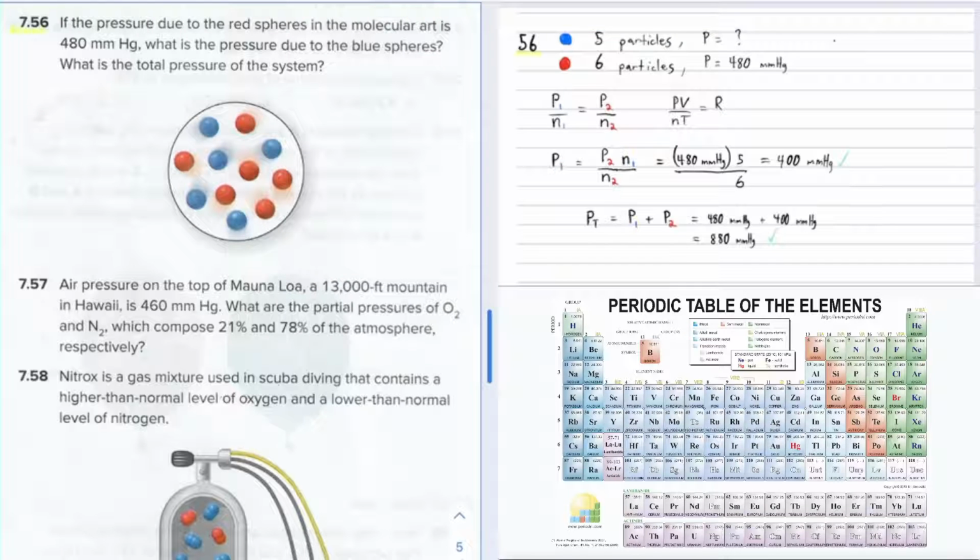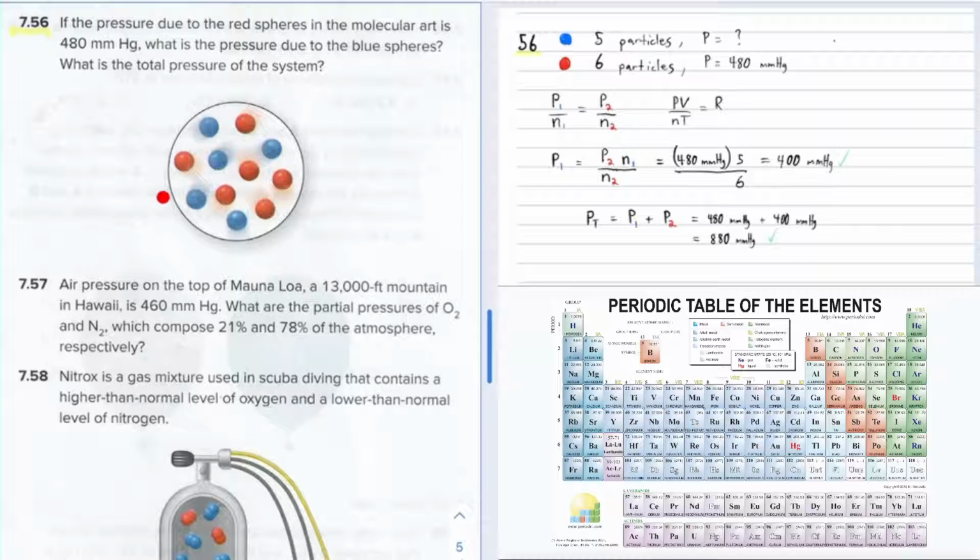Number 56. If the pressure due to the red spheres in the molecular art is 480 millimeters of mercury, so here's the picture, what is the pressure due to the blue spheres? And what is the total pressure? So we're given a picture and we can count how many particles there are.